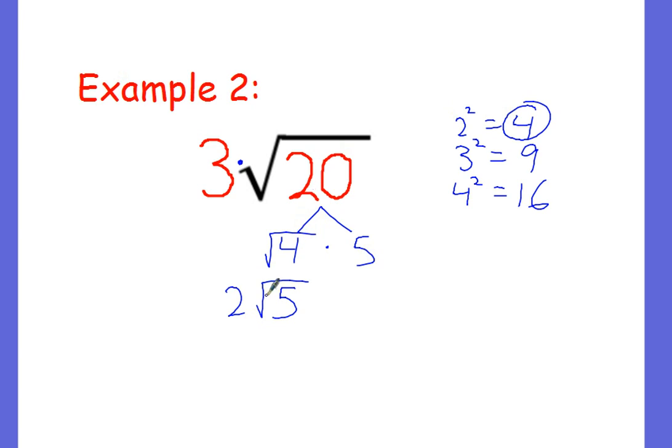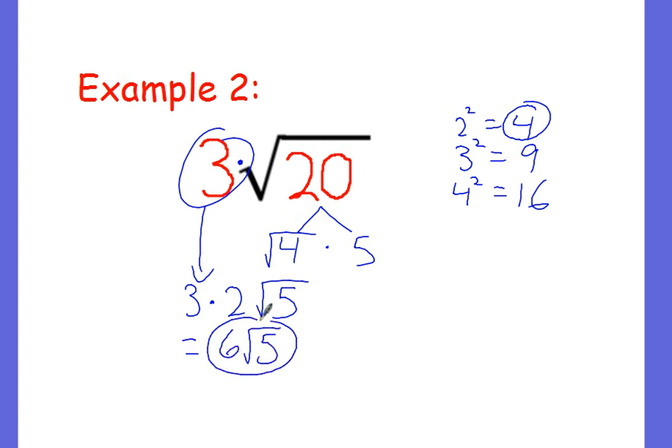Okay, so we're not totally done. We do have this 3 that we've got to deal with now. So we have 3 times whatever number we end up with out here, which in this case was 2. So this would equal 6 root 5. Final answer.